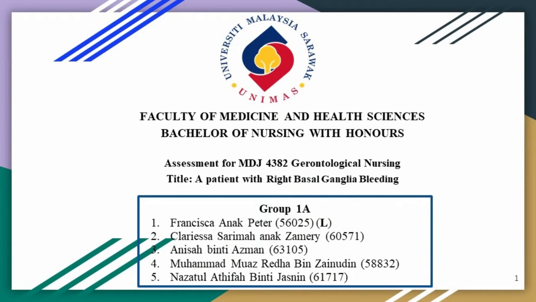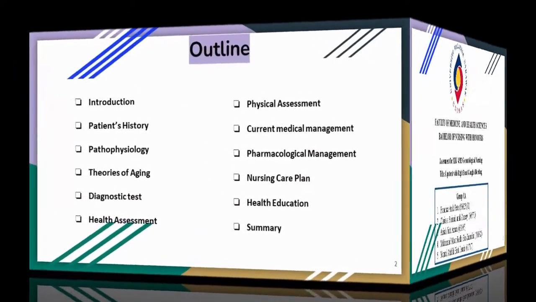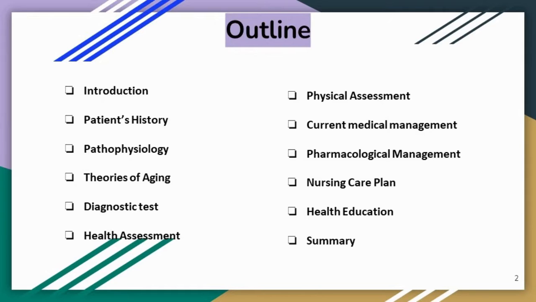The title of the case study is A Patient with Right Basal Ganglia Bleeding. And then these are the names of our group members. And then this is the outline of our case study presentation.